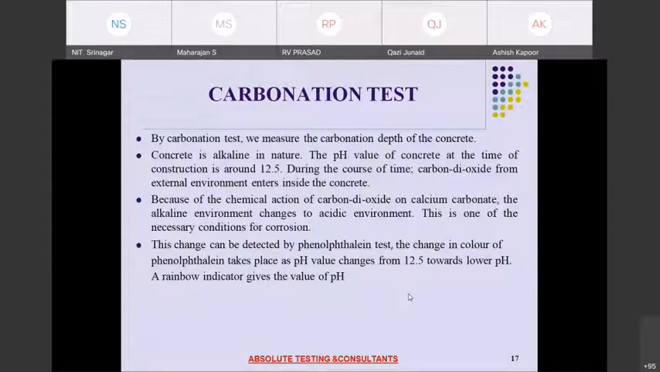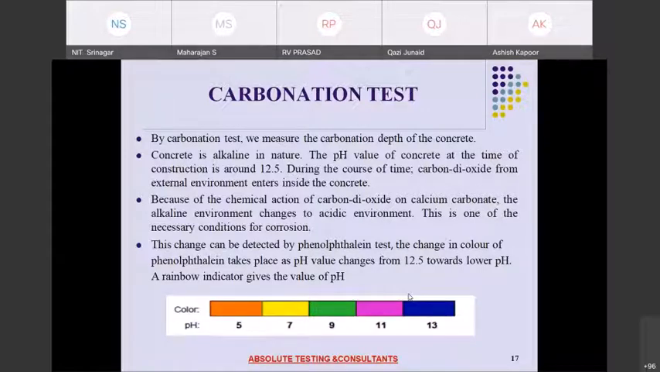Because of this acidic environment and the presence of moisture, which becomes the most favorable condition for the corrosion of the embedded reinforcement, this change can be detected by the phenolphthalein test. The change in the color of the phenolphthalein takes place as the pH value changes from 12.5 toward the lower pH. Rainbow indicator is the name of the chemical which is available in the market.